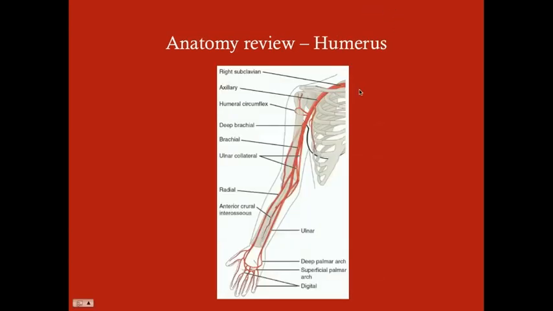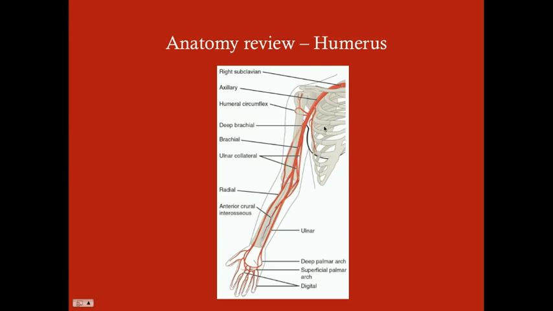And then just to look at the vasculature of the arm, so we have the subclavian artery, which then becomes the axillary artery, and ultimately the brachial artery. And right around the elbow, the brachial artery bifurcates into the radial and ulnar artery.